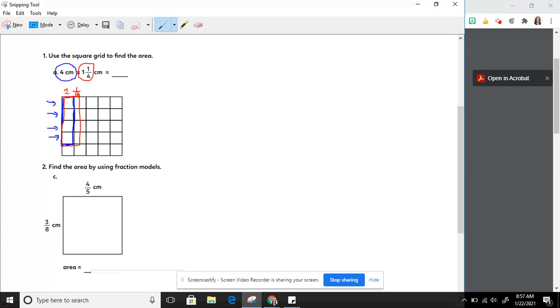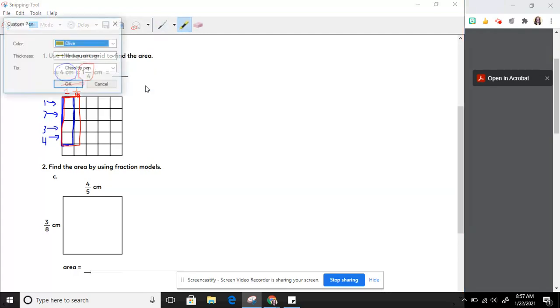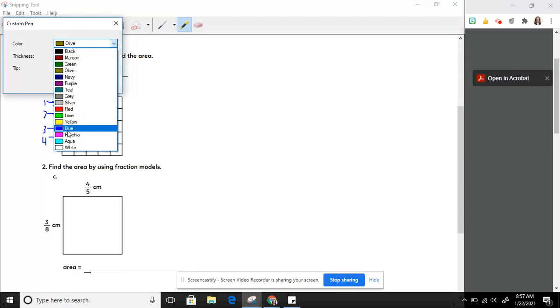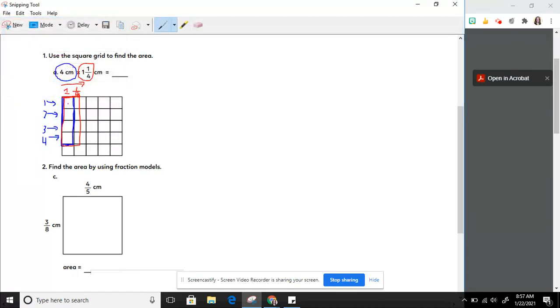Okay. So now we've got our 4 going down. 1, 2, 3, 4. And we've got our 1 and 1/4 going across. Now let's see how much we have total. Let me get a different color here that stands out. We'll do some fuchsia. Okay, so now let's see how many we have total. We've got 1, 2, 3, 4. So we've got 1 plus 1 plus 1 plus 1. And then these are each a quarter. We've got a quarter here.